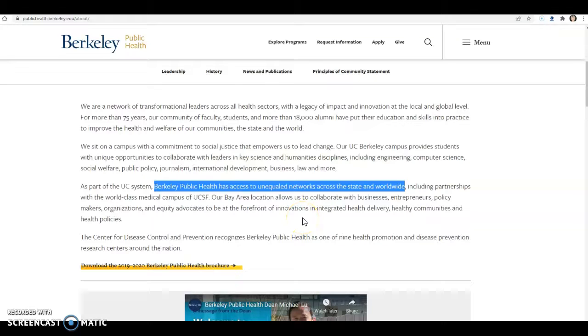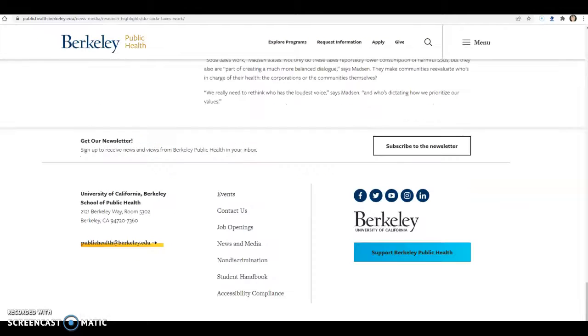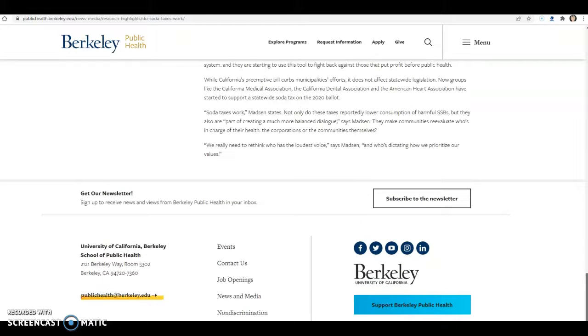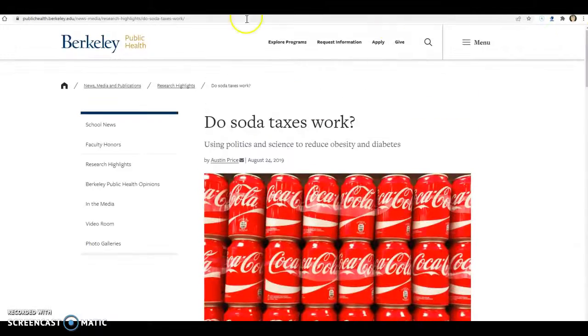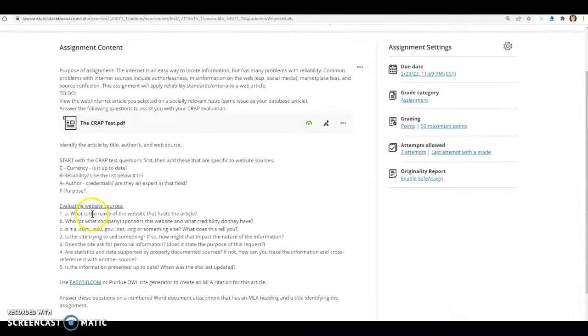They say this about themselves and that about themselves, but the sponsor of the website is the University of California, Berkeley School of Public Health. This is their website. It's not a copycat website, it's theirs. There are all the things we need to verify that. So when we go back to the assessment, we have the first couple of things to write about, plus the .edu that verifies it is an educational site.